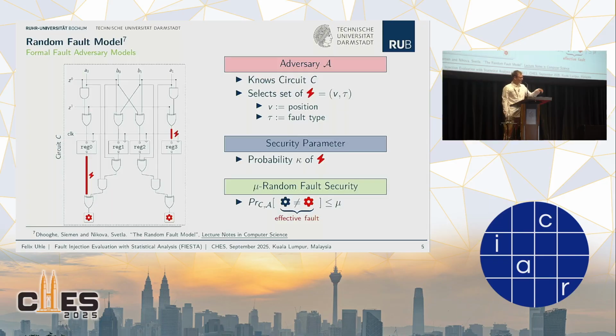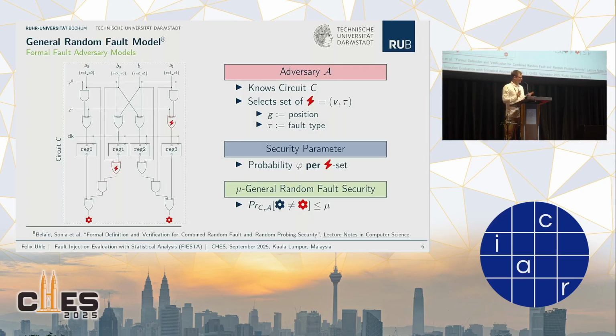Since we have probabilities with which the faults occur, we have in our security definition no binary decision anymore. So we have not secure or insecure, but we have a probabilistic statement about this security. We say we have mu-random fault security when the probability with which an effective fault occurs is equal to or smaller than mu. An effective fault means simply that the faulted circuit computes an output different from the non-faulted circuit.